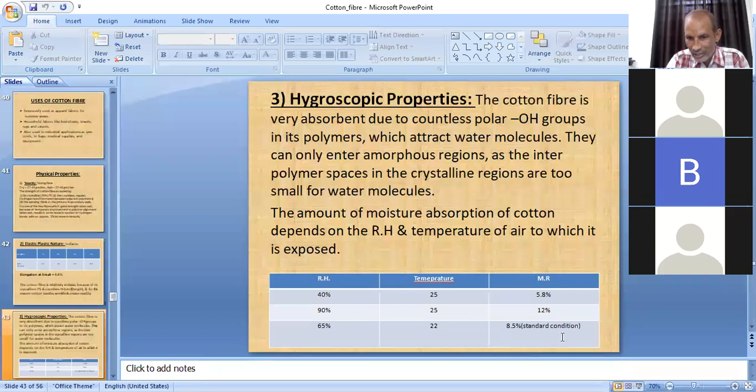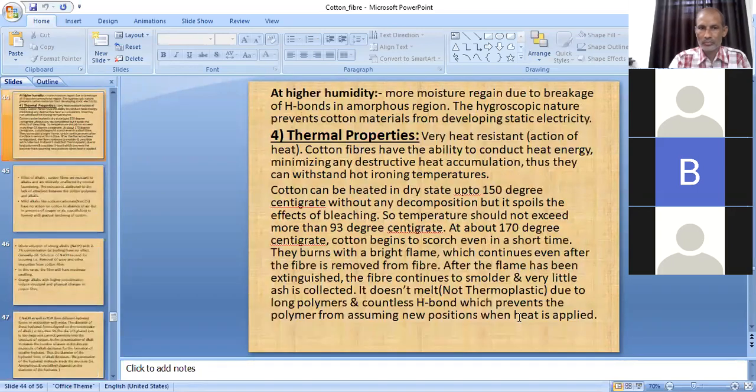And here we are taking the standard conditions, 65% relative humidity and 22 degrees centigrade. At this, it is 8.5%, and we mention this one only. Whenever it is asked what the moisture regain of cotton fiber is, it is 8.5%, because we consider only standard conditions. At higher humidity, there is more moisture regain. As humidity increases, moisture regain increases, because the moisture content in the atmosphere is increasing. So there is more moisture regain due to breakage of hydrogen bonds in amorphous regions.